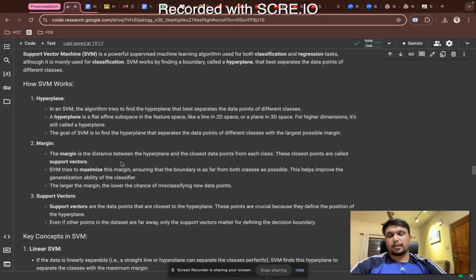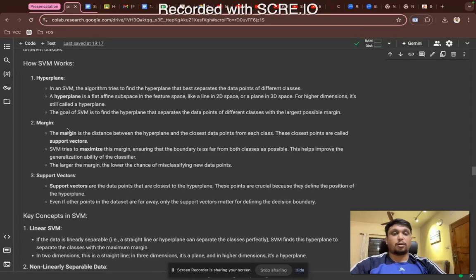So, terminologies of an SVM, starting off with the hyperplane. The hyperplane represents the line or the plane that separates the given points into different classes. A hyperplane can also be in a higher dimension.